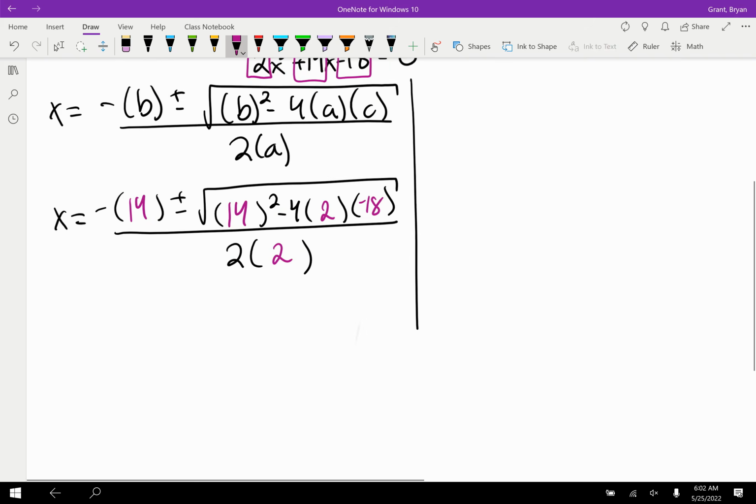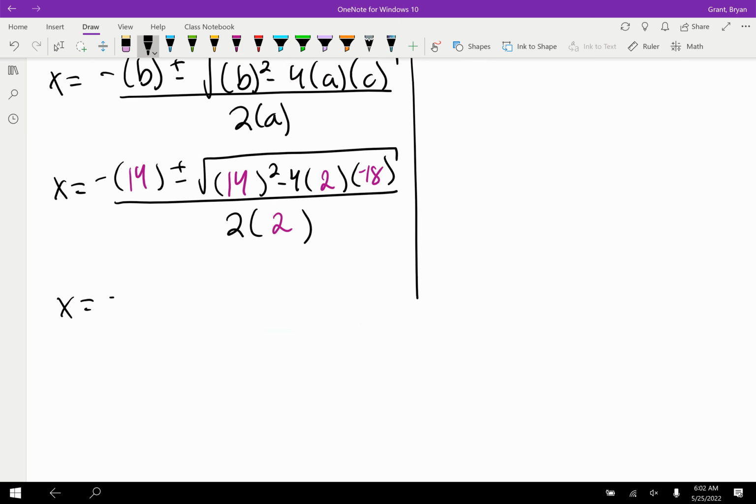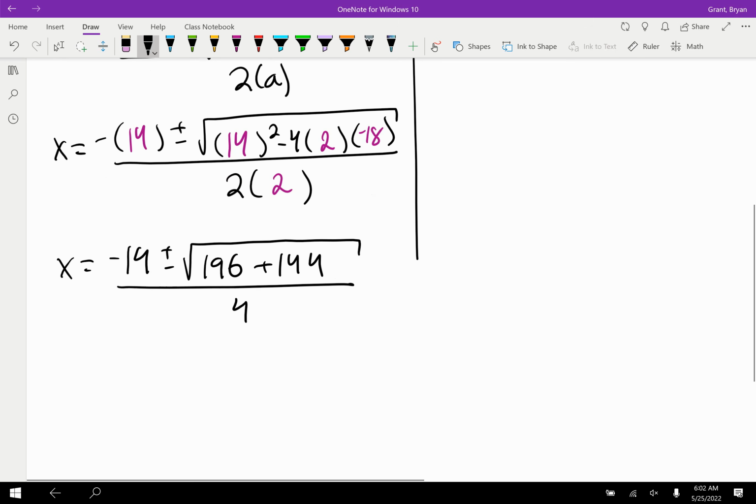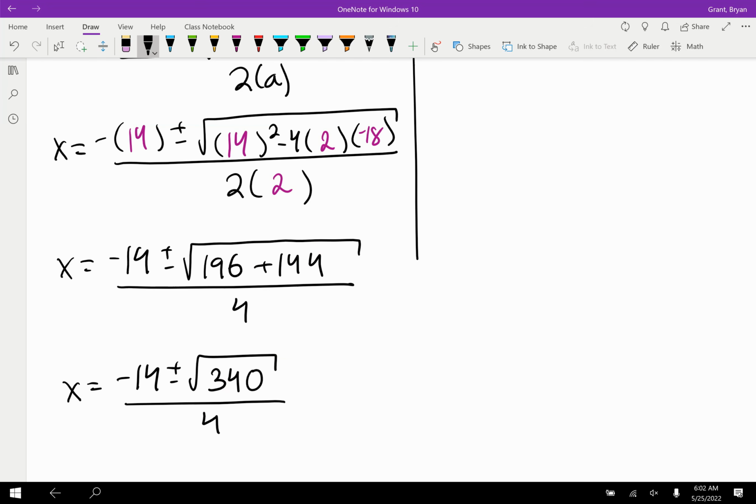Really going to test my multiplication and addition skills here. Hopefully you have a calculator handy. I don't, so I'm going to try not to mess this up too badly. 14 squared is 196. Let's do 4 times 18 first. 4 times 18, that's 72, and 72 doubled is 144, all over 4. And then we are going to add these together. Okay, 196 plus 144 is 340, over 4. Negative 14, square root of 340 over 4.